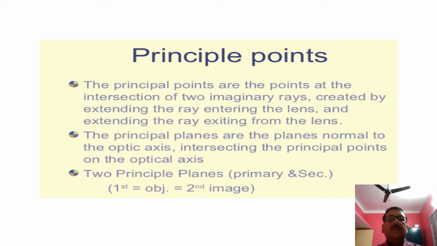Principal points. The principal points are the points at the intersection of two imaginary rays created by extending the ray entering the lens and extending the ray exiting from the lens. The principal planes are the planes normal to the optic axis intersecting the principal points on the optic axis. Two principal planes, primary and secondary.